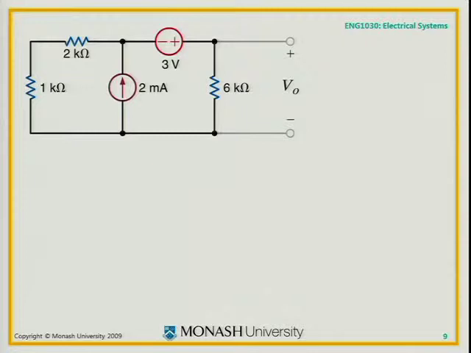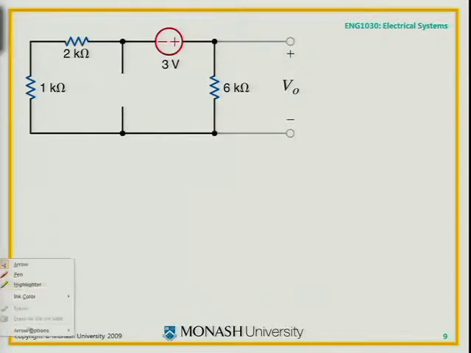We start by getting rid of one of the sources. Let's get rid of the current source. And to get rid of it, I replace it with an open circuit. So it's gone now. The V0 that I'm finding here is not the final answer, so I'm just going to call it V01, the one I'm finding with just the 3-volt source.